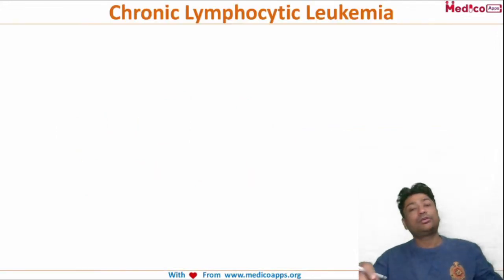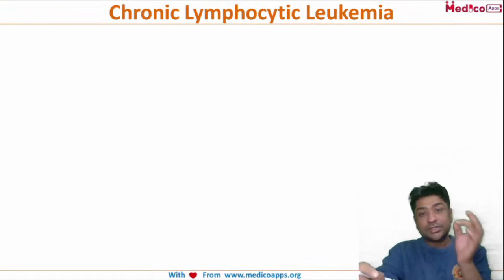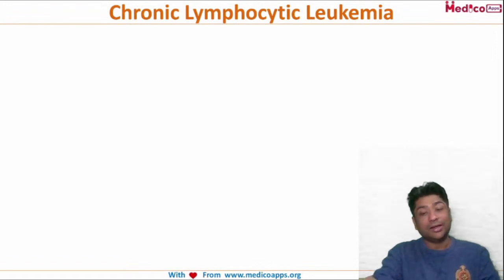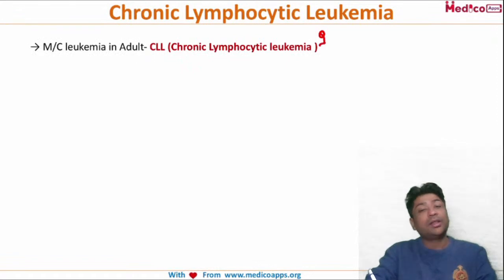Let's start with our topic of interest today, that is CLL. Now, the first point which I want you to remember, and again, this has been asked as an MCQ, is: what is the most common leukemia in adults? And the correct answer is CLL. So this straight away forms your first one-liner question: what is the most common leukemia in adults? And the answer is CLL.